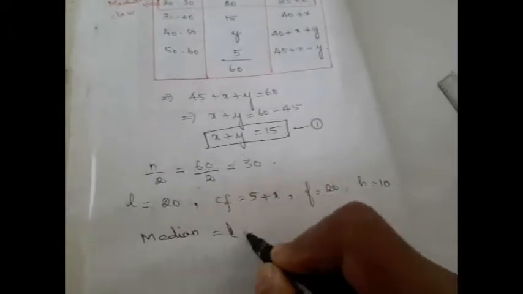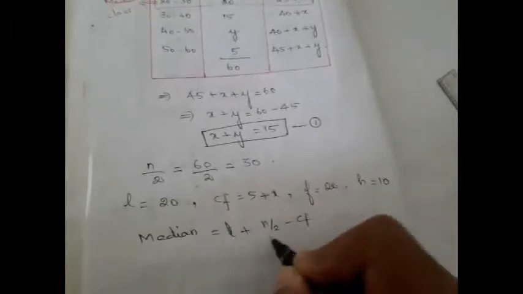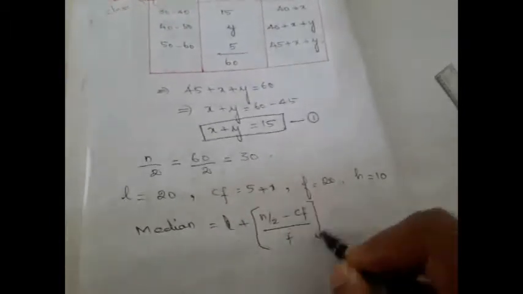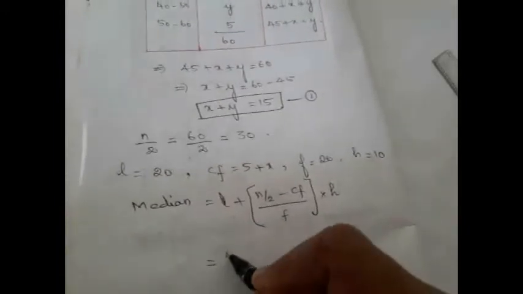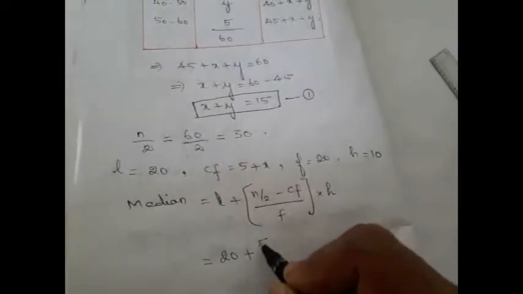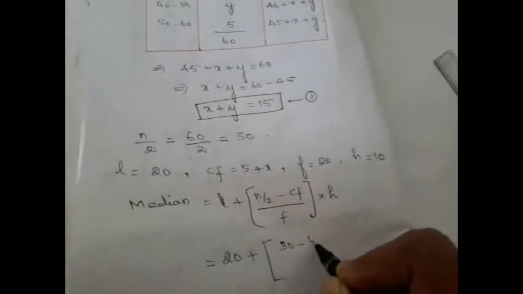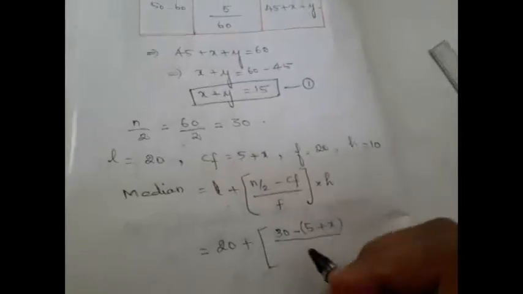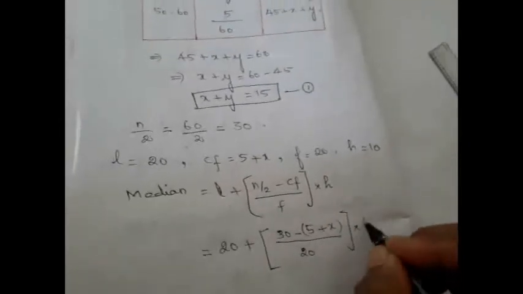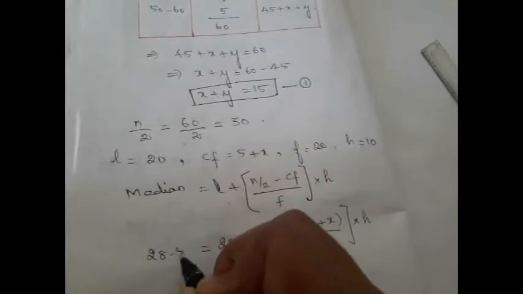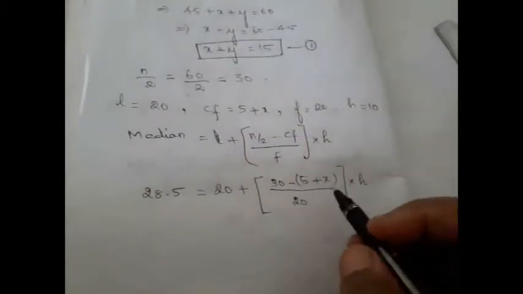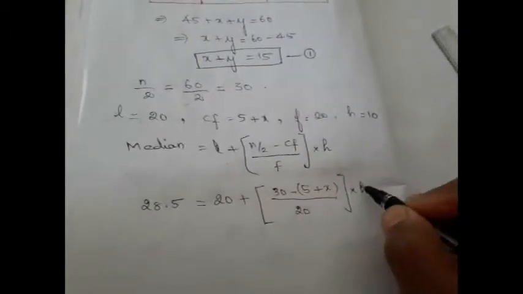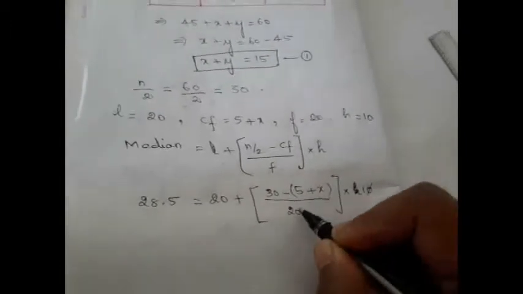Now once we identified all the values, let us substitute in our formula. Median is L plus n by 2 minus CF divided by F multiplied by H. So your lower limit is 20 plus n by 2 is 30 minus CF is 5 plus x divided by F is 20 into H. And what is your median? 28.5, which is given in the question. Yes, sorry, H is 10, right? So H is 10. So the 0s will get cancelled.